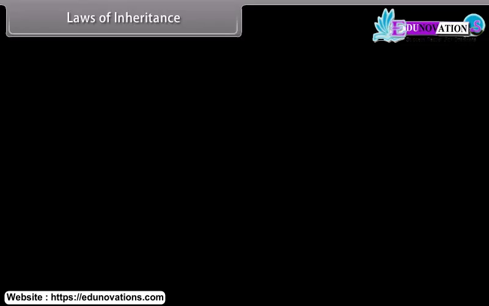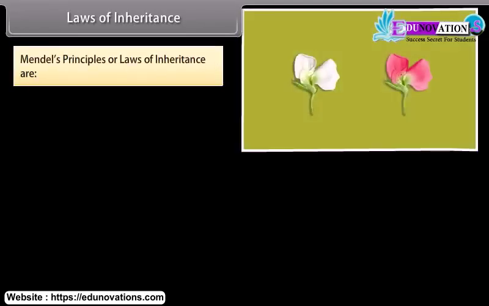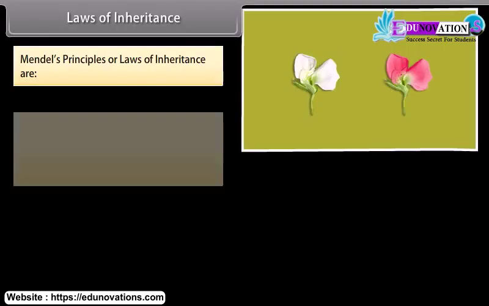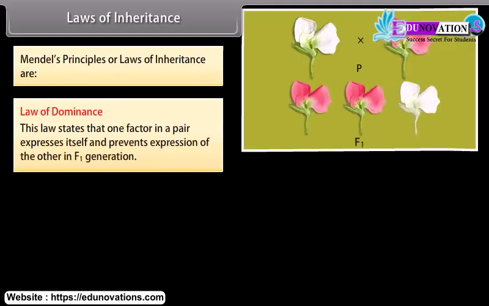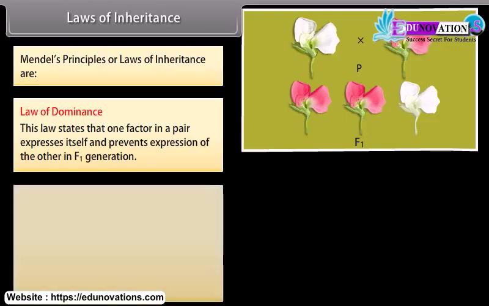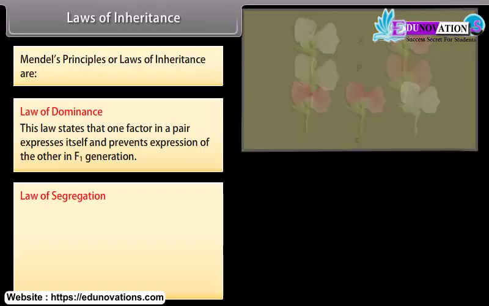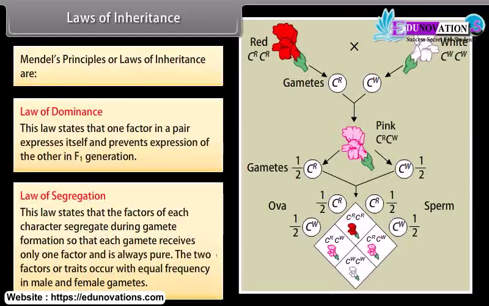Laws of inheritance. Mendel's principles or laws of inheritance are: Law of dominance. This law states that one factor in a pair expresses itself and prevents expression of the other in F1 generation. Law of segregation. This law states that the factors of each character segregate during gamete formation so that each gamete receives only one factor and is always pure. The two factors and traits occur with equal frequency in male and female gametes.